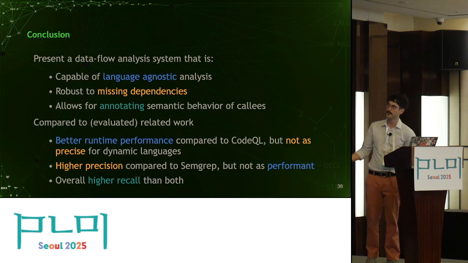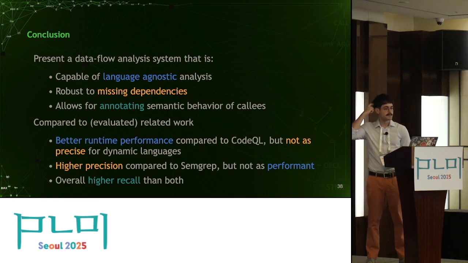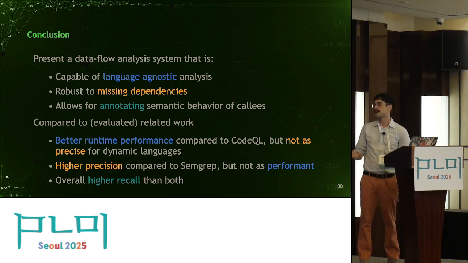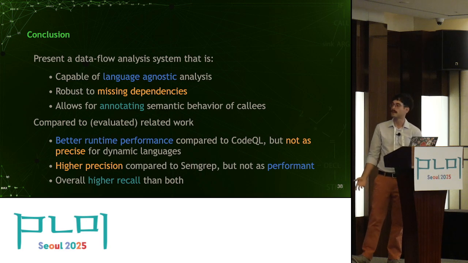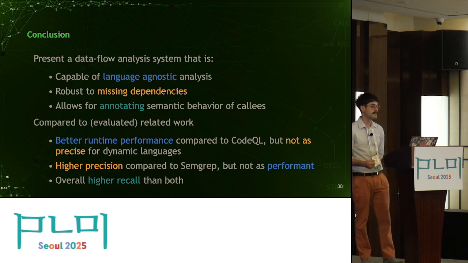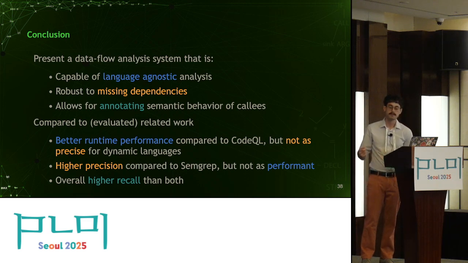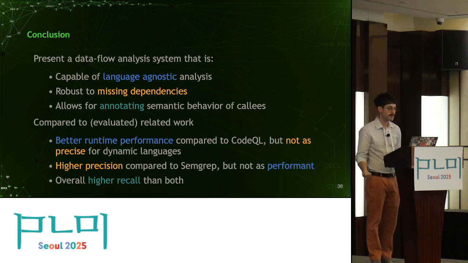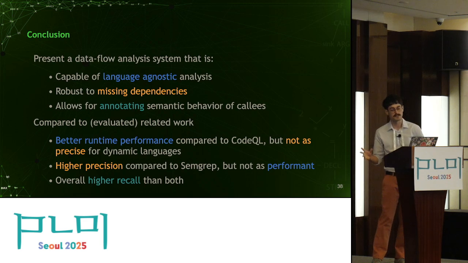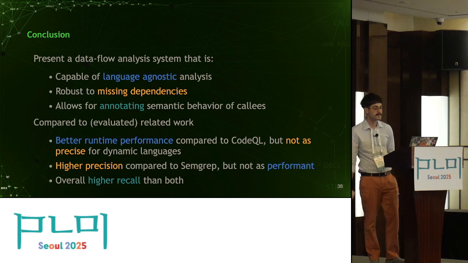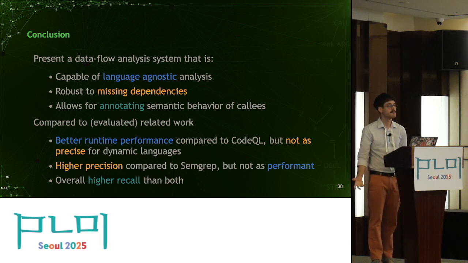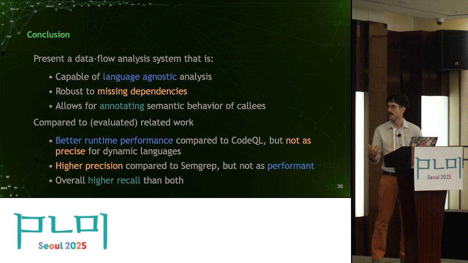And so to conclude, we present a data flow analysis system in Joern that is capable of language-agnostic analysis, is robust to missing dependencies, allows for annotating semantic behavior of callees in order to reduce false positives, and compared to the evaluated related work, has better runtime performance compared to CodeQL, but is not as precise for dynamic languages, has higher precision than semgrep, but not as performant, but overall has much higher recall than both due to this over-approximation first strategy.